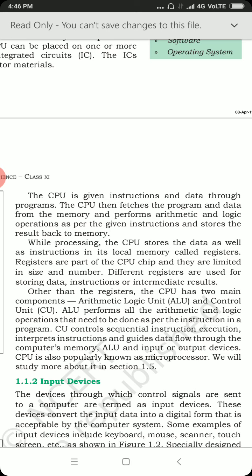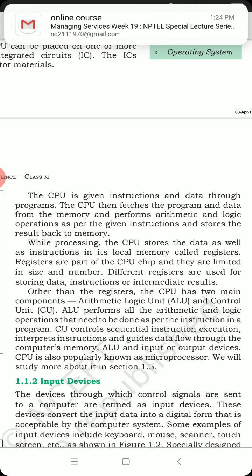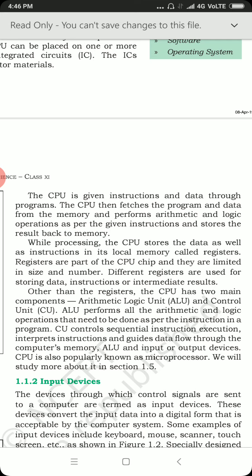Other than the registers, the CPU has two main components: arithmetic logic unit (ALU) and control unit (CU). The arithmetic logic unit performs all the arithmetic and logic operations that need to be done as per the instruction in the program. CU controls sequential instruction execution, interprets instructions, and guides data flow through the computer's memory, ALU, and input or output devices.